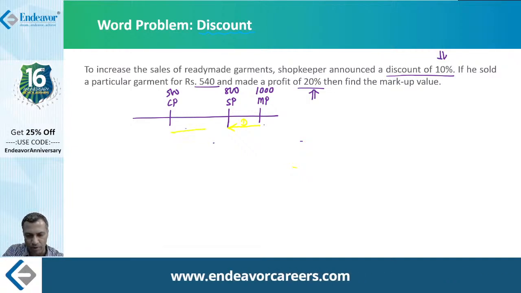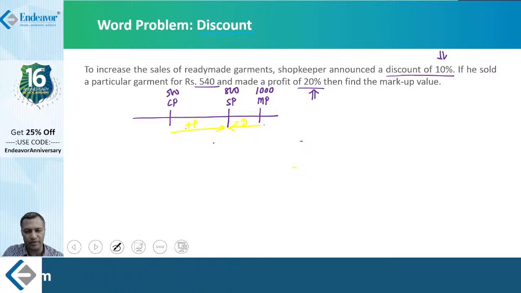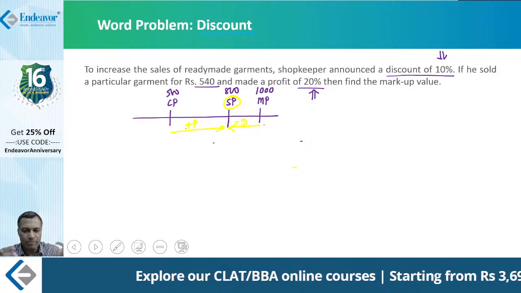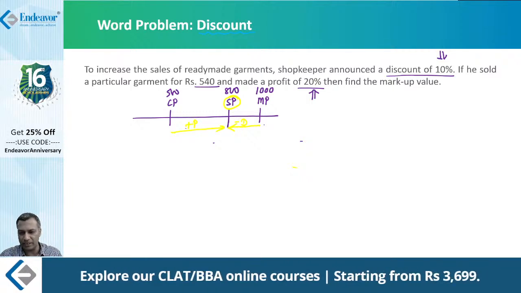By giving a discount, which means subtracting, you reach the selling price. By adding a profit to the cost price, where do you reach? Exactly, the selling price. So the meeting point is the selling price.